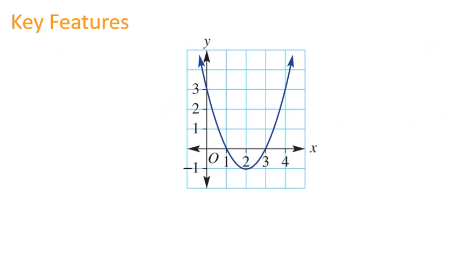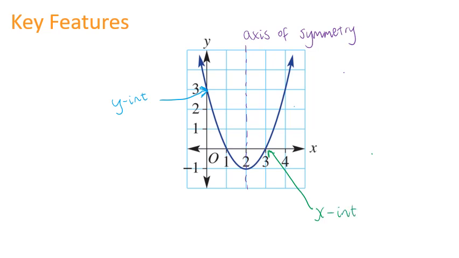There are certain key features of parabolas that you need to be able to identify. This here, this line down the middle of the graph, is called the axis of symmetry. The point where the parabola crosses the y-axis, so over here, is called the y-intercept. And these are the x-intercepts. So you'll notice this parabola has 2.